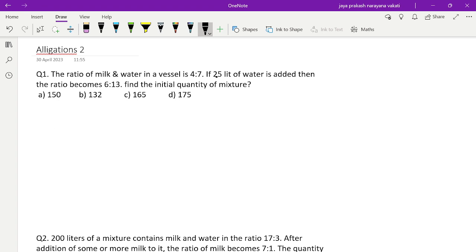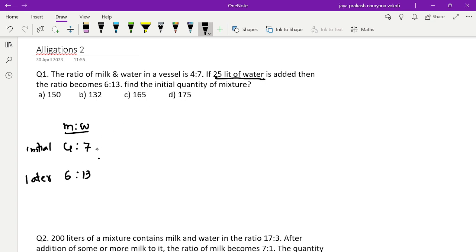So the problem given is: the ratio of milk and water in a vessel is 4 is to 7. If 25 liters of water is added, then the ratio becomes 6 is to 13. Okay, guys, just notice, the initial milk and water ratio is given as 4 is to 7. This is initial, and later water is added. So water added, and the ratio becomes 6 is to 13. Clear? So, guys, you can clearly understand here only water is added, right?